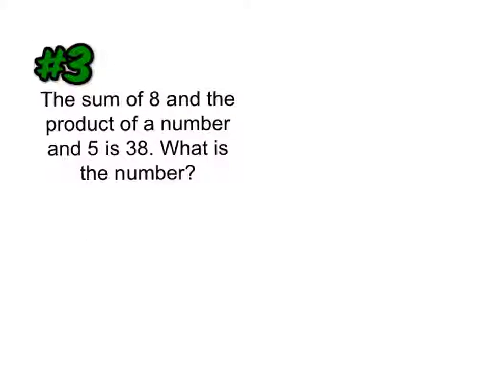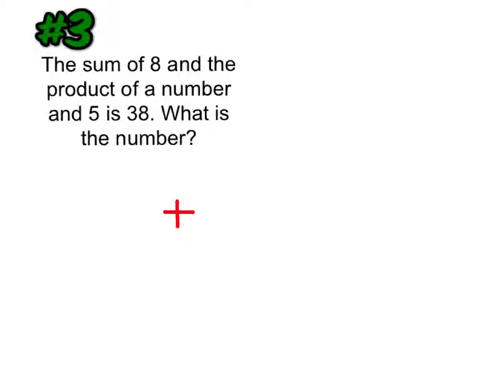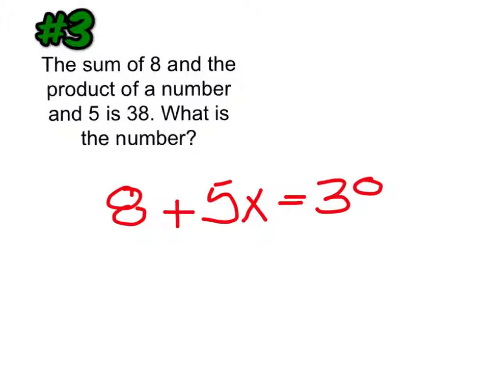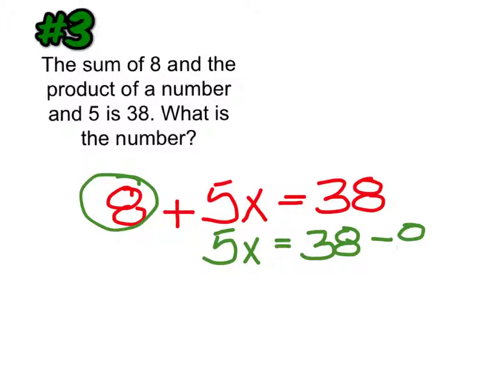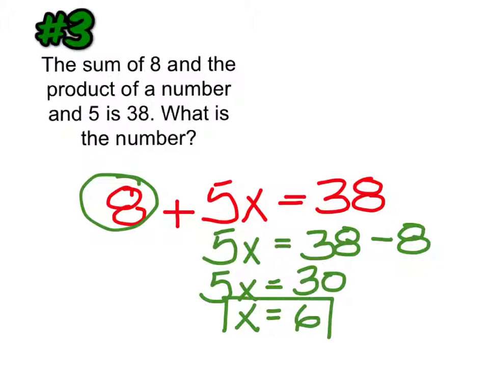The sum of, did you have plus? The sum of 8 and the product of a number and 5, which would be 5x, and set it equal to 38. Did you have that? No. Alright, well, once you get this, you leave your x term on the left. This is a positive 8, so over here it's going to be minus 8. 5x equals 30, so you would multiply 5 by 6 to get 30.